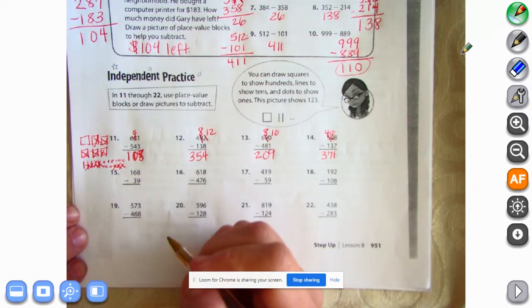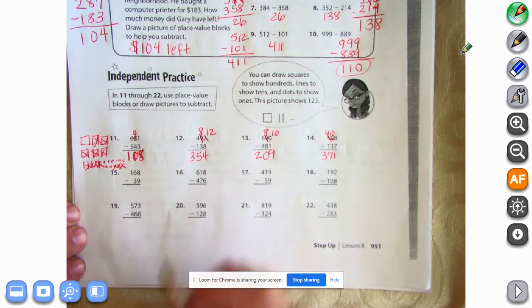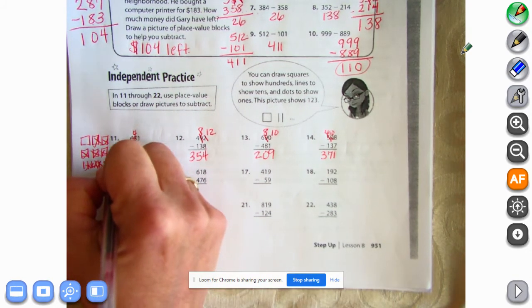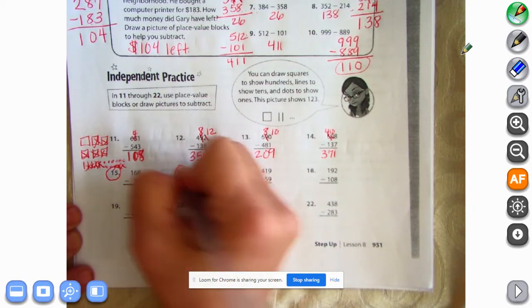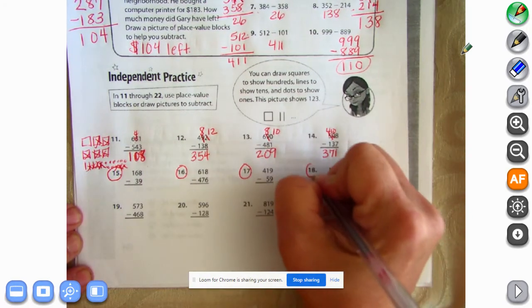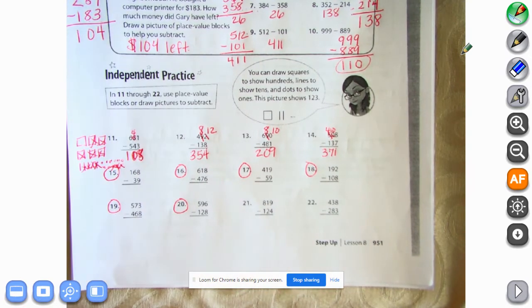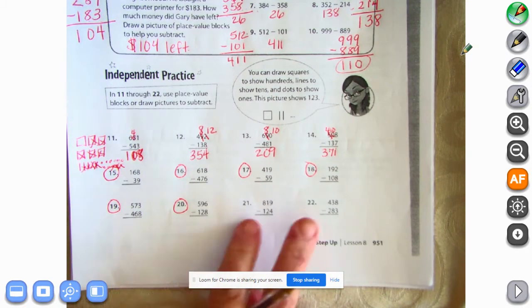Okay, so here's what I'm going to have you do. This is going to be a lot more problems, but we're hopefully going to get really good practice. So I want you to circle 15, 16, 17, 18, 19, and 20. I'm going to do these last two with you.